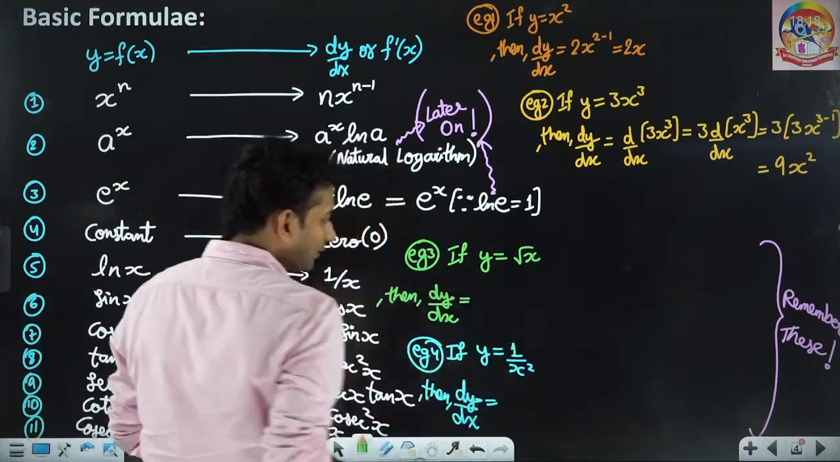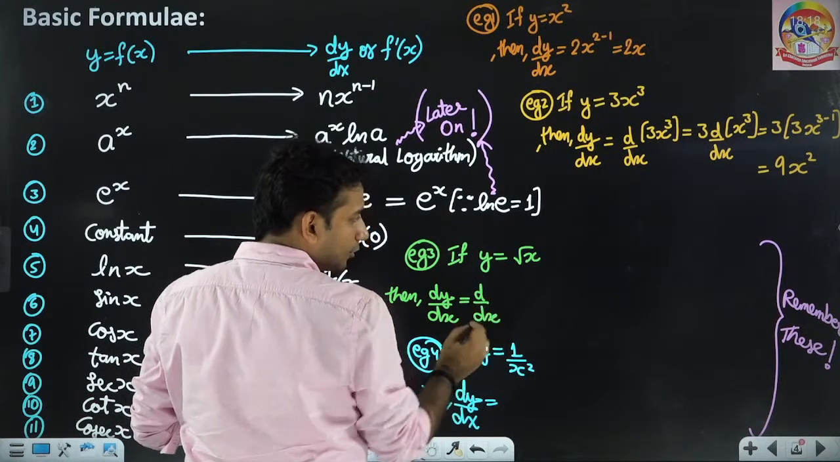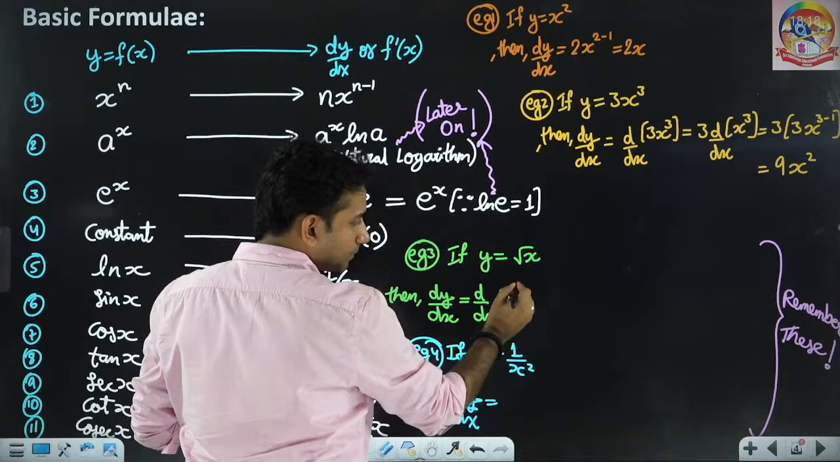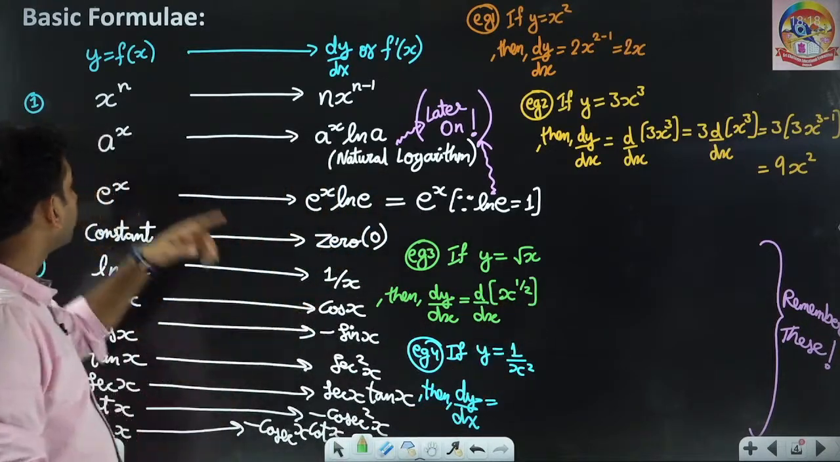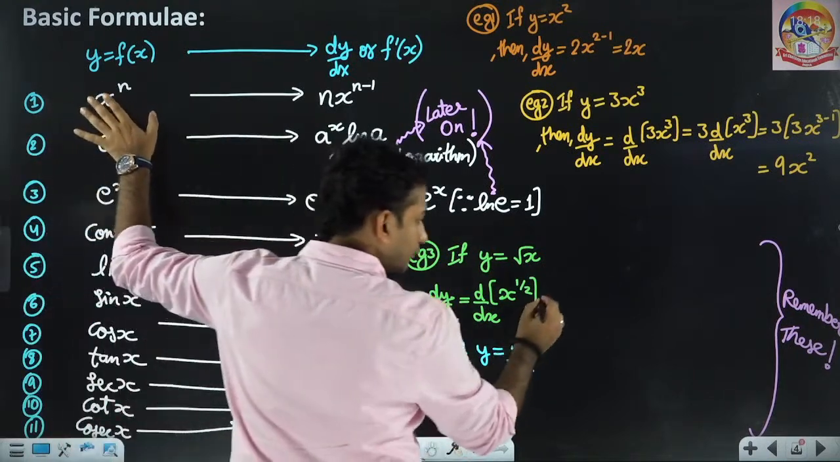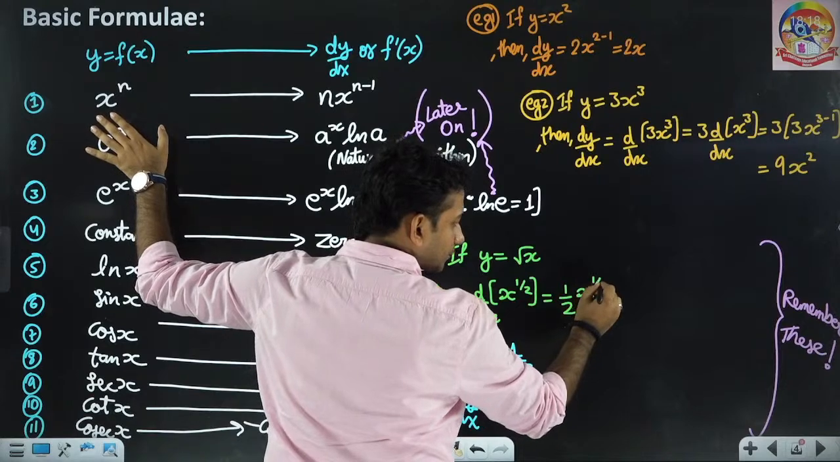Now see, dy by dx will be equal to d by dx of root x, which means x to the power 1 by 2. Root x means x to the power 1 by 2. By the first rule of differentiation, by the first formula, you will say the power will be multiplied and the actual power will be reduced.